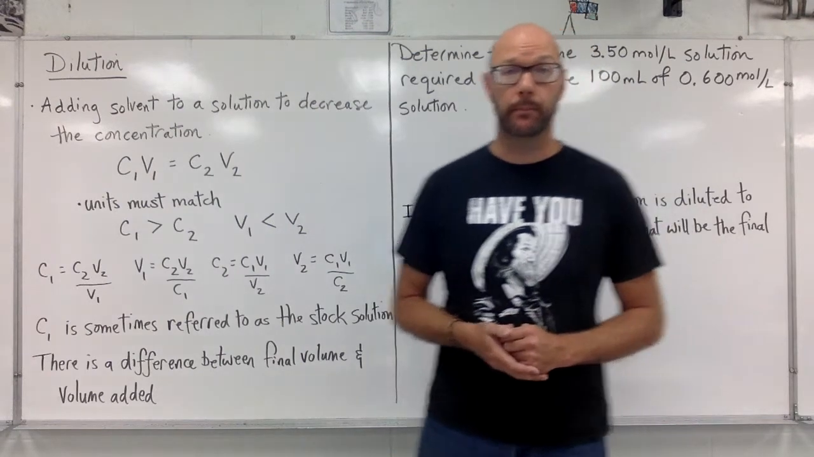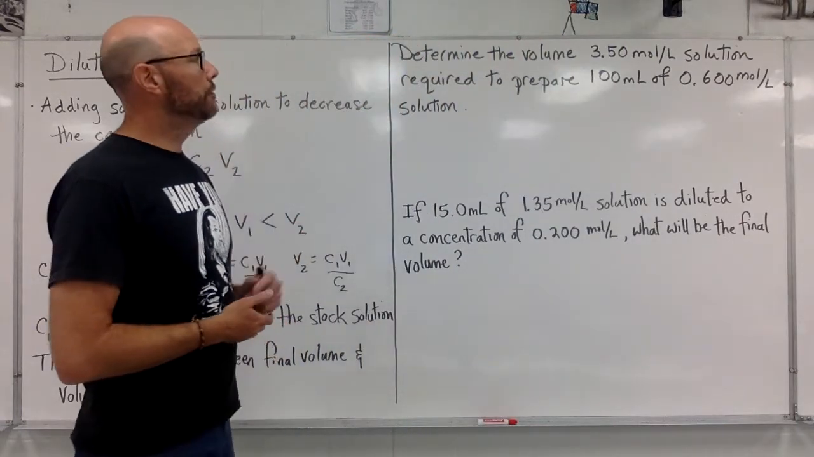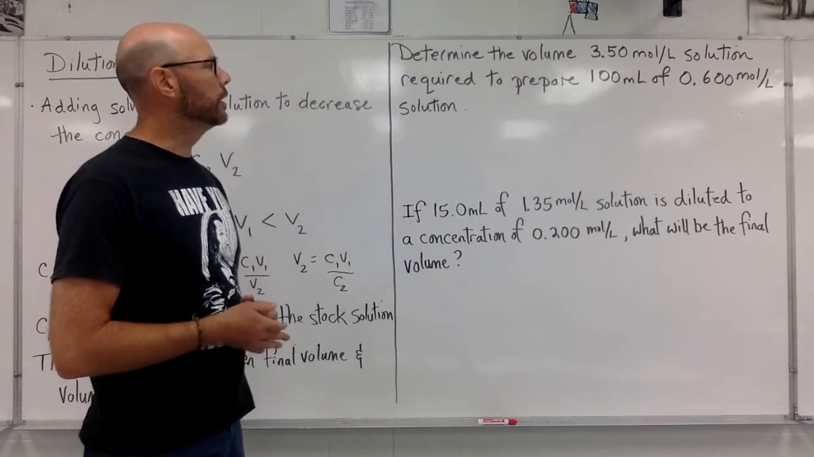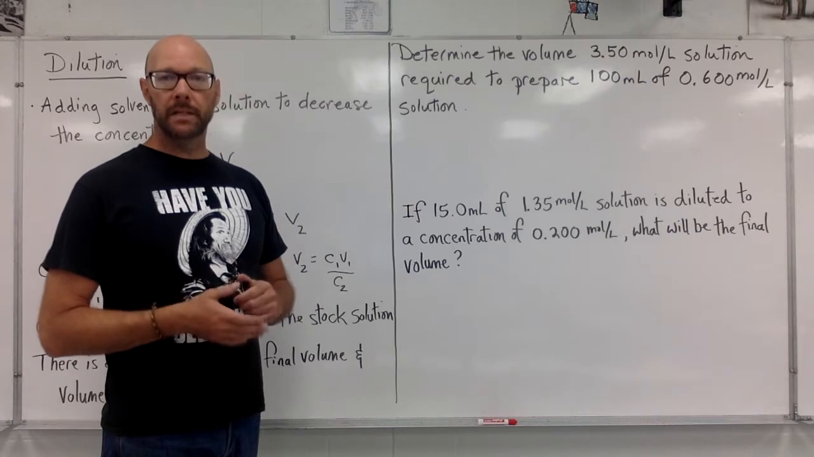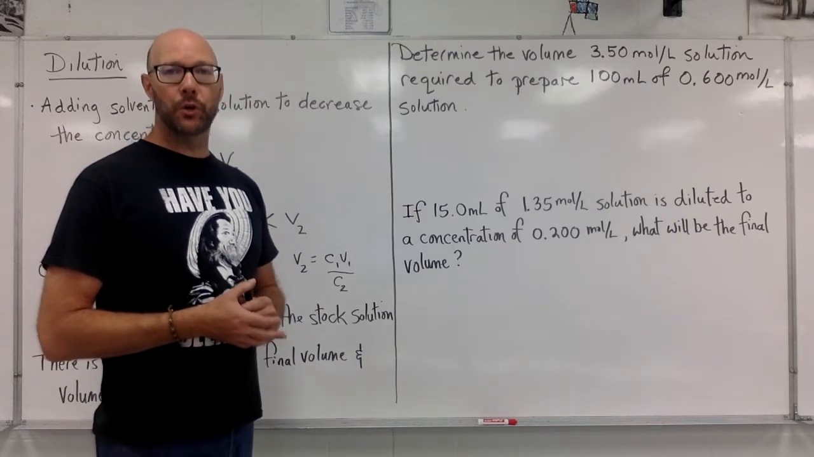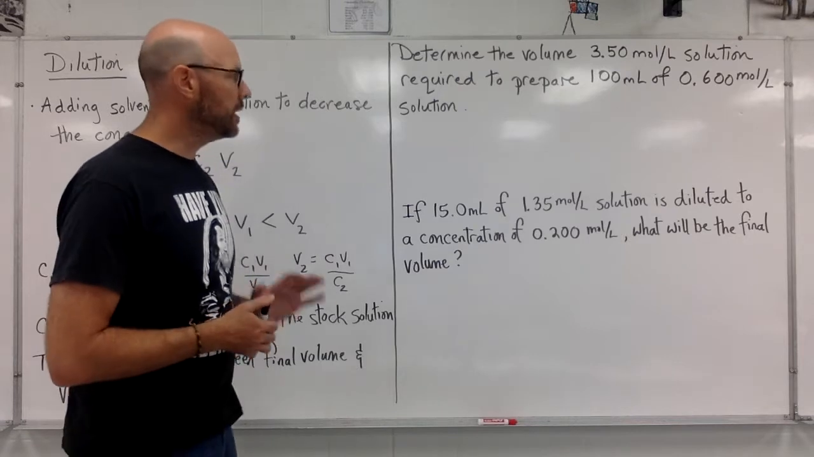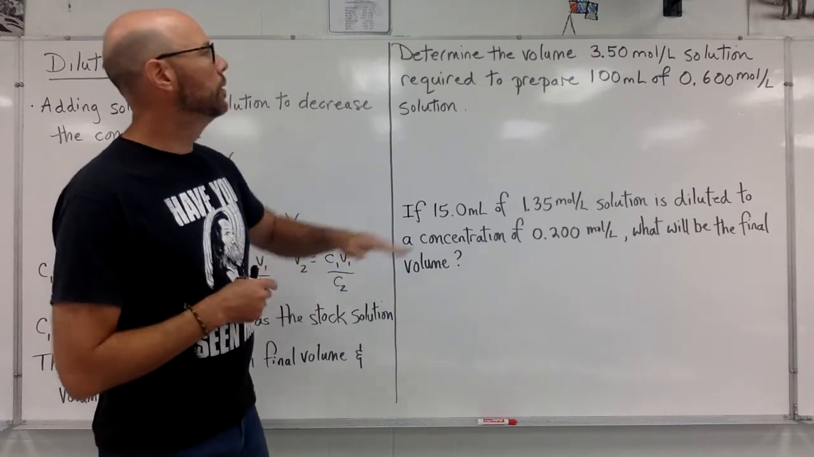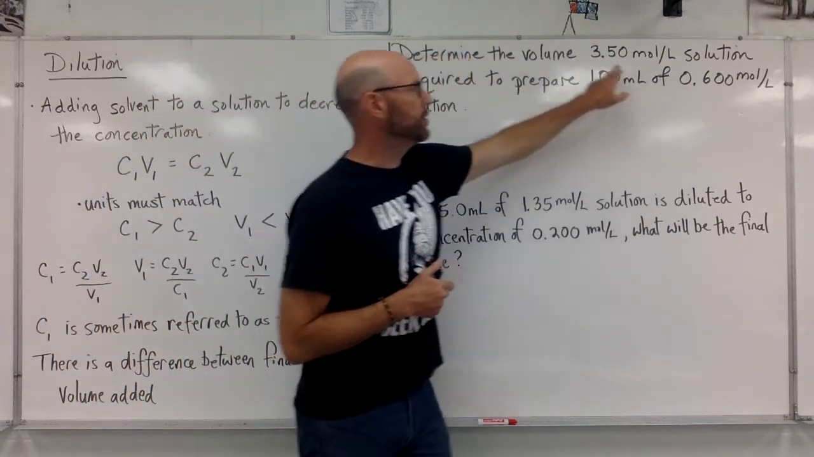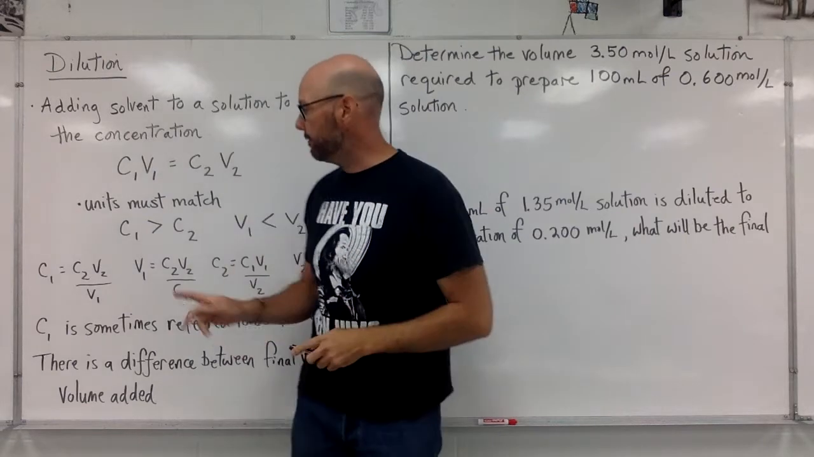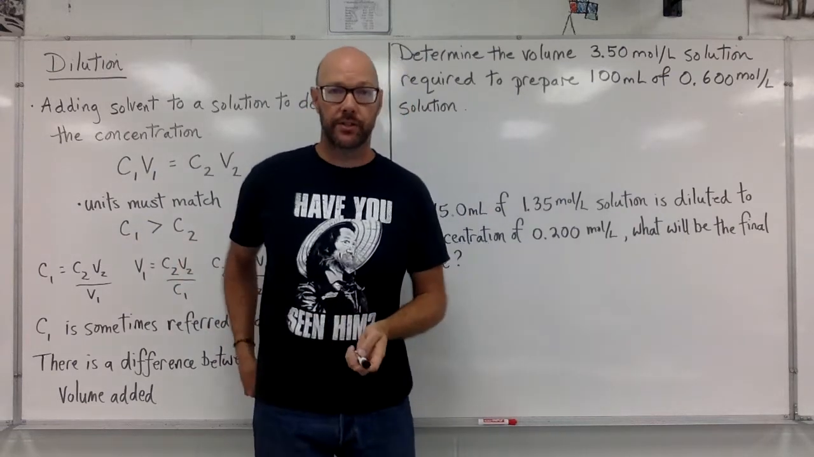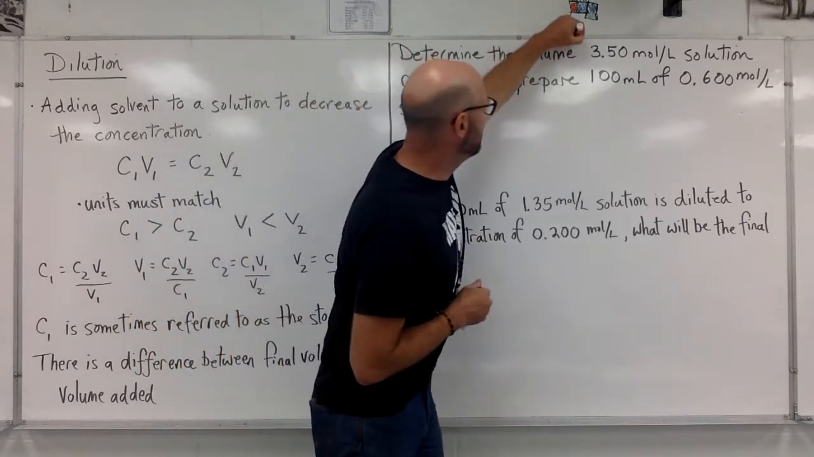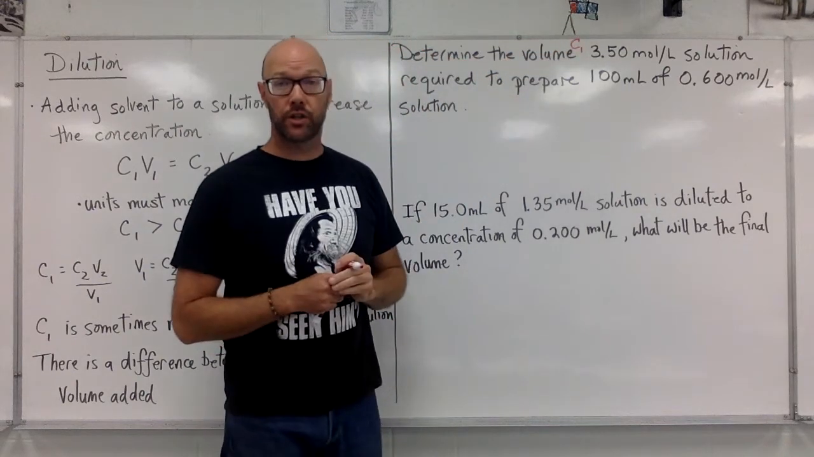Here's a couple of example problems. Determine the volume of 3.50 mole per liter solution required to prepare 100 milliliters of 0.600 mole per liter solution. Now, we see a couple of things here that can really help our interpretation. We have these two concentrations, and because it's dilution, by definition, C1 has to be larger than C2. If I have those two concentrations, then the bigger one must be the initial concentration, C1.